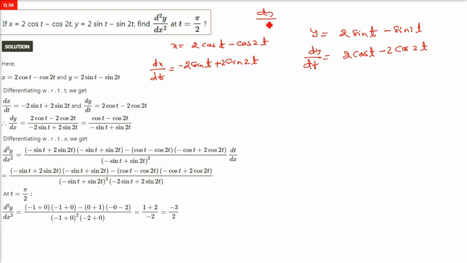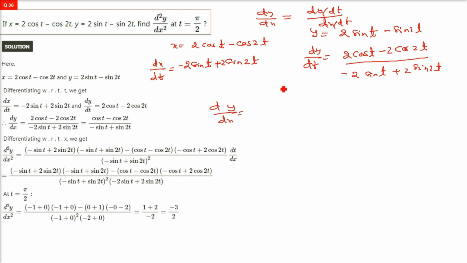Now we need dy by dx. This will be dy by dt divided by dx by dt. So just divide these two. It will be 2 cos t minus 2 cos 2t divided by minus 2 sin t plus 2 sin 2t. Now first get rid of 2, because 2 is everywhere. So dy by dx will be equal to cos t minus cos 2t divided by minus sin t plus sin 2t.